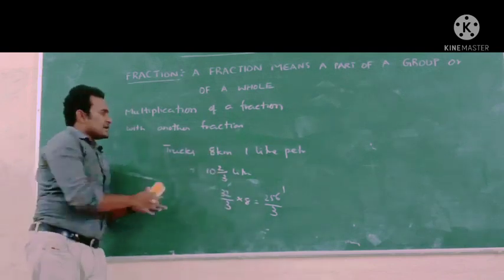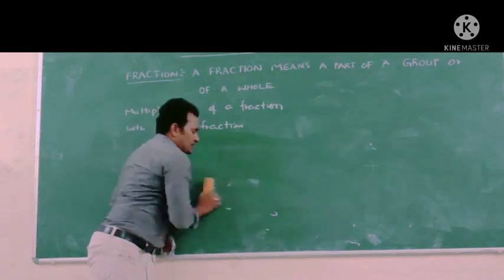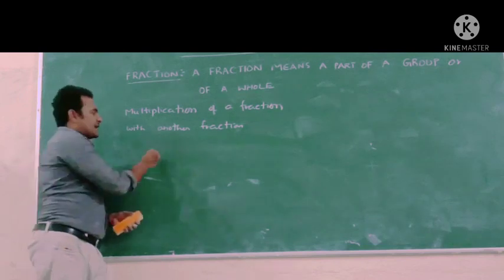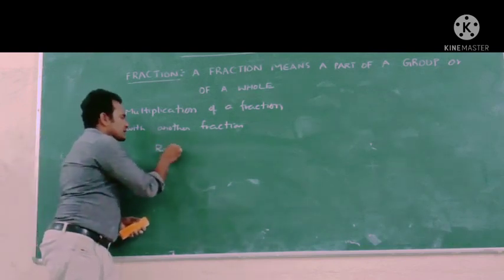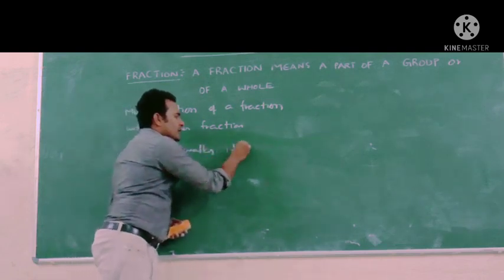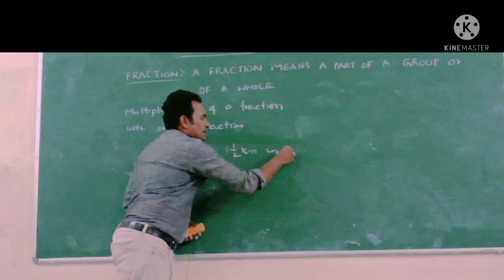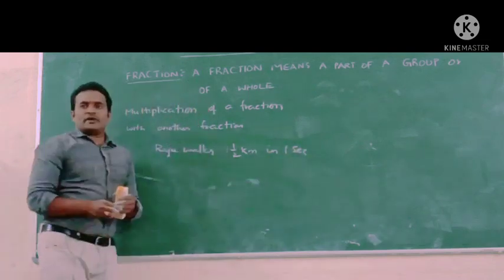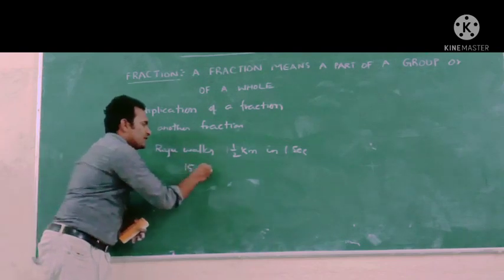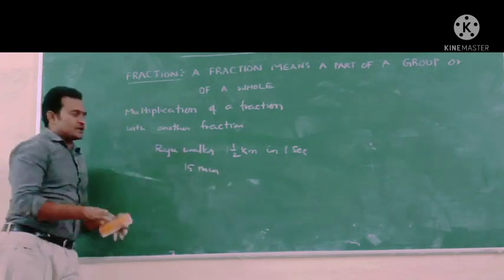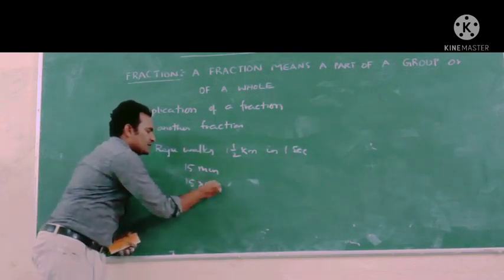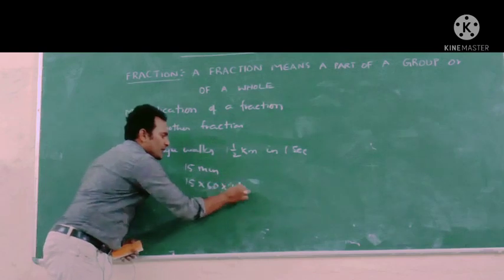In the same way, I am giving you one more example. Raju walks 1.5 meters in 1 second. How much distance can he walk in 15 minutes? First change minutes into seconds. 15 minutes is 15 into 60 seconds, so 15 into 60 into 3/2.